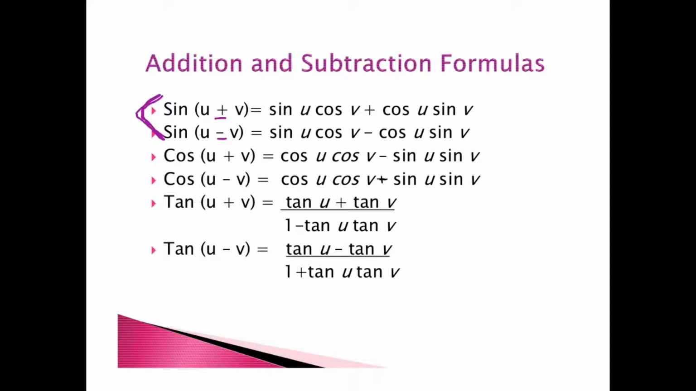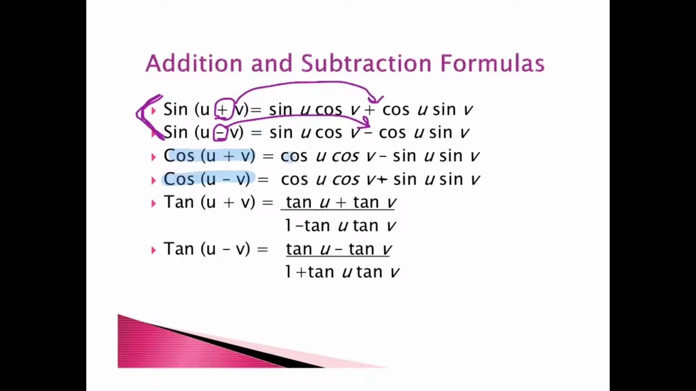And with sine, whatever sign, positive or negative, is in my initial problem carries over. So if I'm adding two angles, then I would do sine of the first, cosine of the second, plus cosine of the first, sine of the second. And if I was subtracting, I would then subtract them from the second part. So it would be sine, cosine, minus cosine, sine.